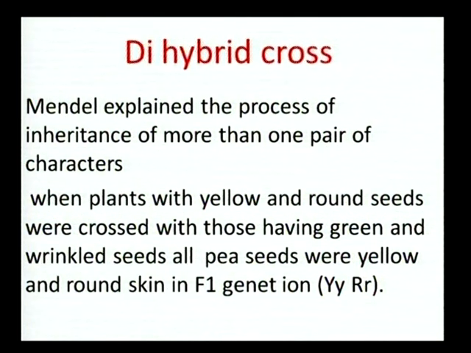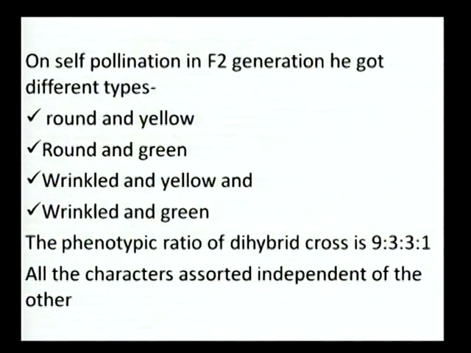Dihybrid cross. Mendel explained the process of inheritance of more than one pair of characters. When plants with yellow and round seeds were crossed with those having green and wrinkled seeds, all pea seeds were yellow in color and round in skin in the first generation. That means capital Y and small y, capital R and small r.